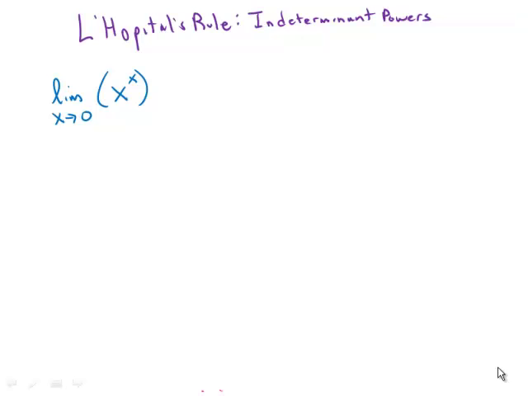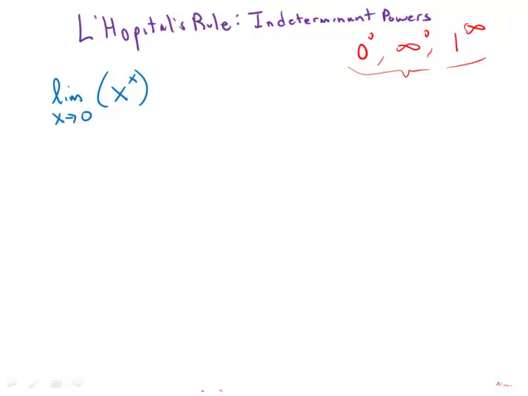Another category of indeterminate limits is when we have an indeterminate power. For example, if we try to take the limit of this function, the limit as x goes to 0 of x to the x, what we get is 0 to the power of 0. And of course, that's something that we can't evaluate. So that's an example of an indeterminate limit, as are infinity to the 0 or 1 to the infinity. Those are three different cases of indeterminate powers.